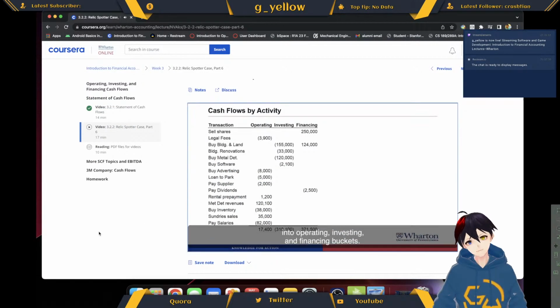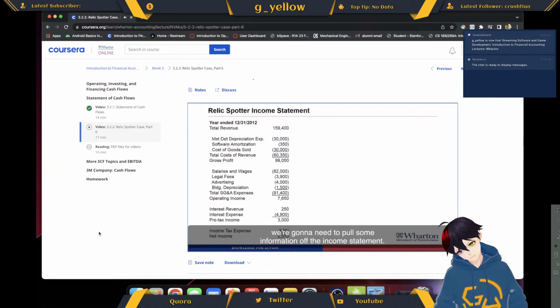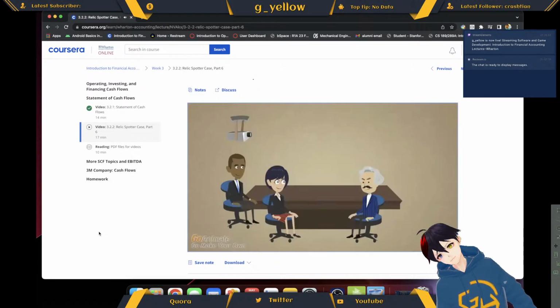Investing and financing buckets. So now we're going to go ahead and use these classifications to put together the cash flow statement. To do the indirect method, we're going to need to pull some information off the income statement. So here's a reminder of what the income statement looked like for Relic Spotter. And we're going to need to use the balance sheet. So here's what the balance sheet looked like for Relic Spotter.